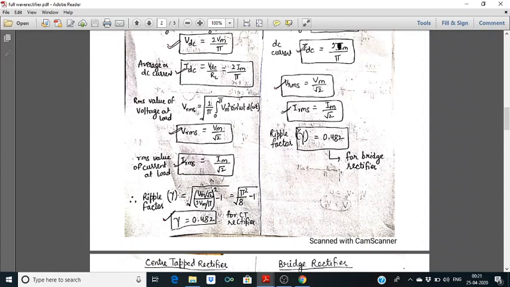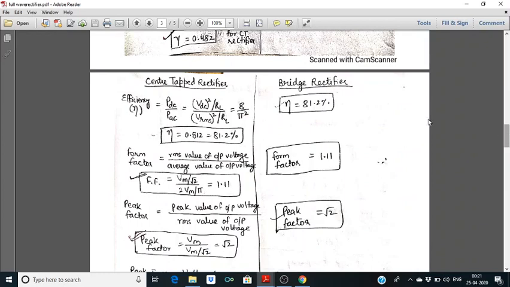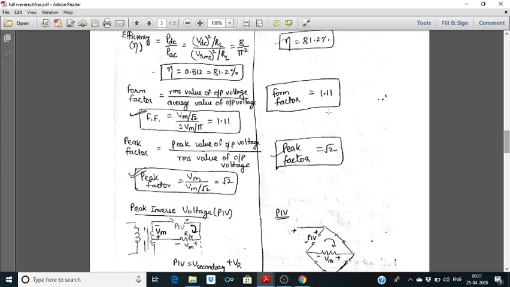Now we can calculate ripple factor. Ripple factor will come around 0.482 for both of these rectifiers, which is less as compared to the half wave rectifier. For half wave rectifier, we get a ripple factor around 1.21. So this is one of the advantages of full wave rectifier, that we are getting a less ripple factor. Efficiency is also higher for a full wave rectifier, 81.2%. For half wave rectifier it is around 40.8%. Now form factor is same for both, 1.11, peak factor root 2.